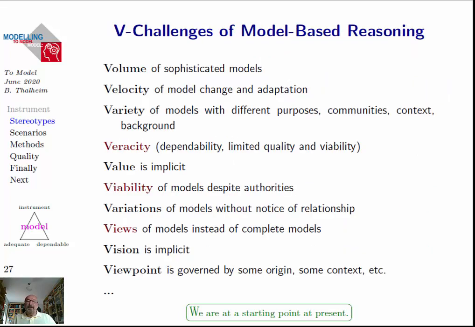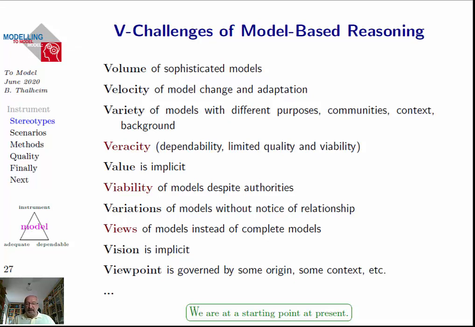Okay, this will directly lead to some challenges for model-based reasoning. You can use some kind of big data characterization for considering the properties we need to consider. Of course, models can be really large. Models can change. You have a variety of models for different purposes, for different communities, for different contexts, for different backgrounds. You need to have some kind of dependability and, of course, some quality assessment and assurance. The value is often, in this case, implicit.